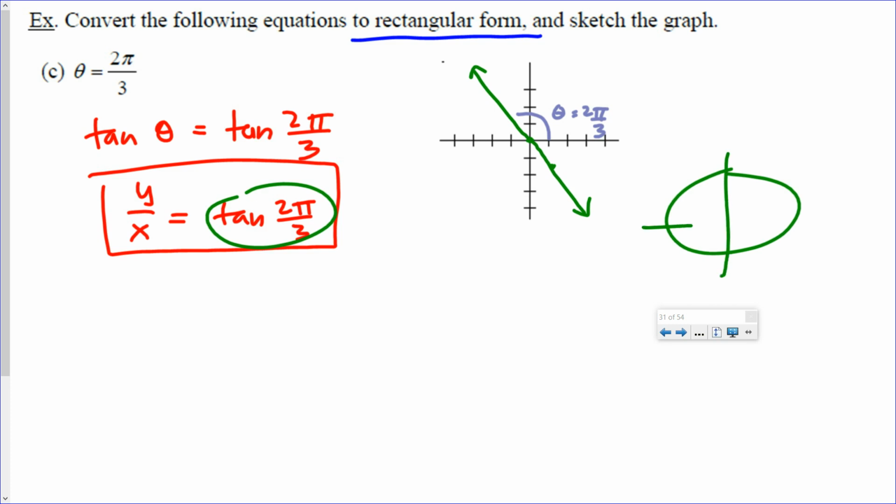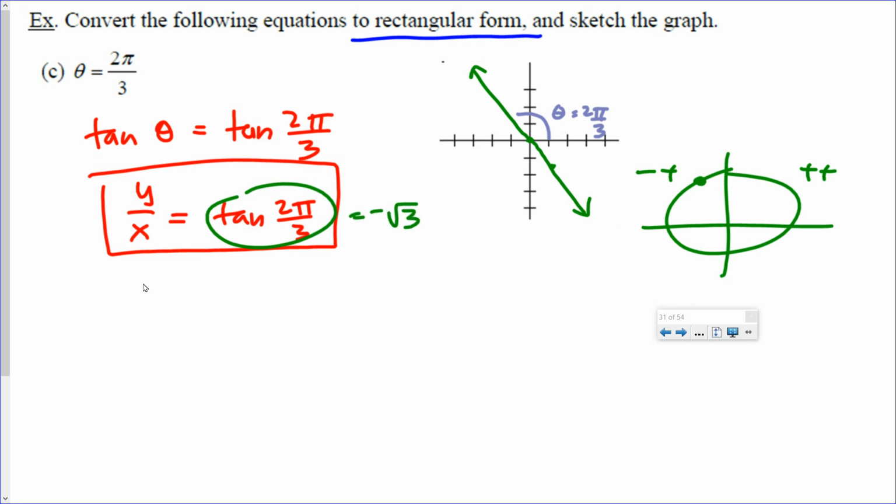Or do you? Okay, 2 pi over 3 is right here. Remember, this is positive, positive, negative, positive for tangents. So what's my tangent right there? Do you remember? Negative square root of 3. It's negative square root of 3.